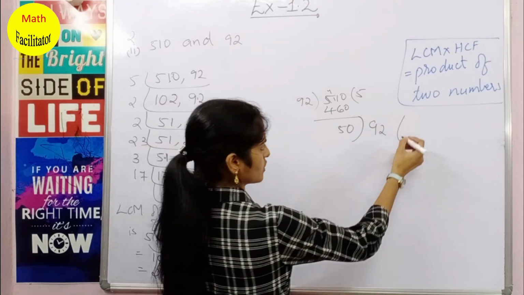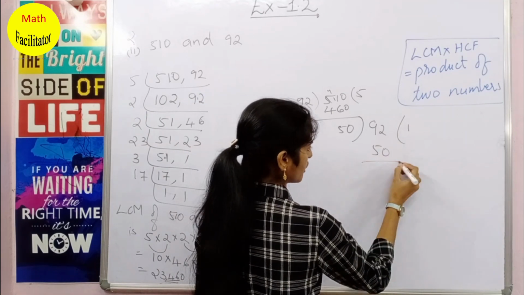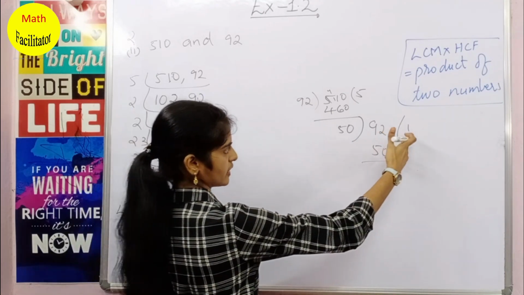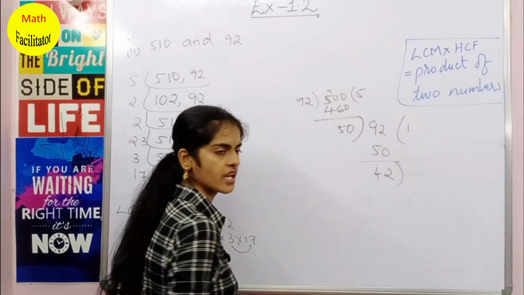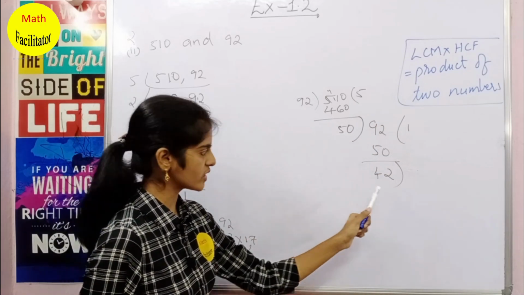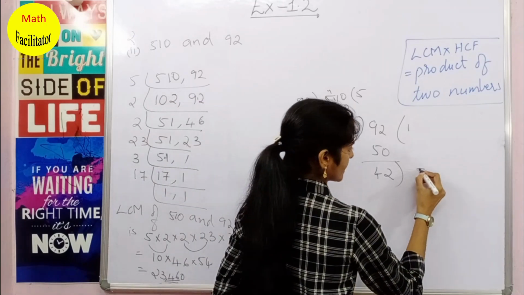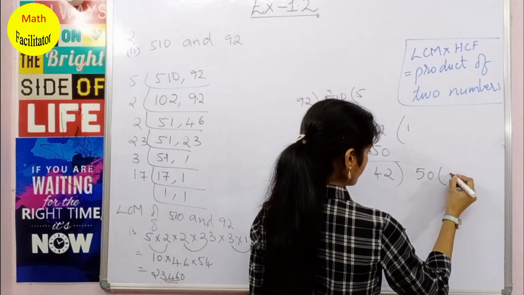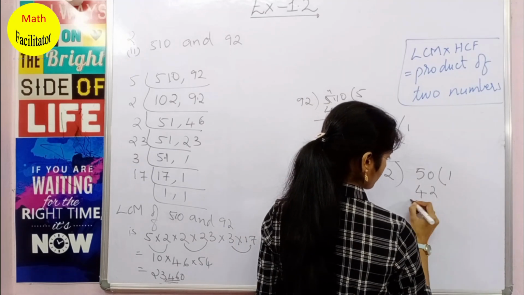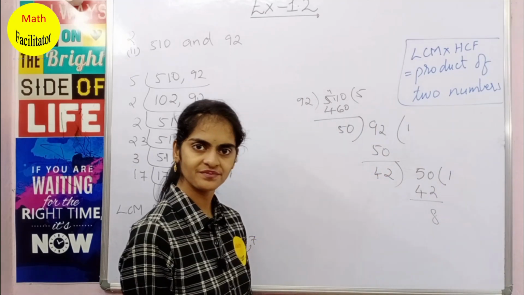Okay, now you know that 50 ones are 50, because 5 2s are 100, you cannot take it, we will take it only one time. Okay, so this gives you 42. Now 42 is again less than 50, so this is the remainder. Now 50 you will write it here. Okay, so again you can see 42 ones are 42. Now 8 is the remainder, right?